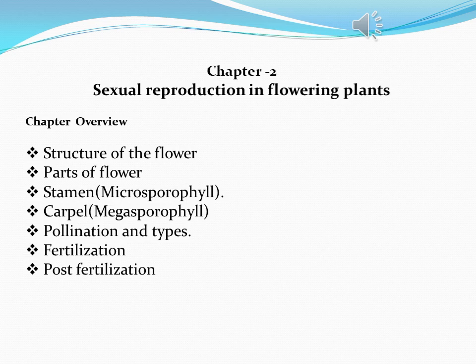So today we're going to discuss the new chapter, sexual reproduction in flowering plants, right? In this chapter we're going to discuss the structure of flowers and the parts of flowers. We'll discuss the male part, the stamen, which we also call microsporophyll. Then we'll discuss the carpel, the female part, which we also call megasporophyll. Then we'll discuss pollination and its types.